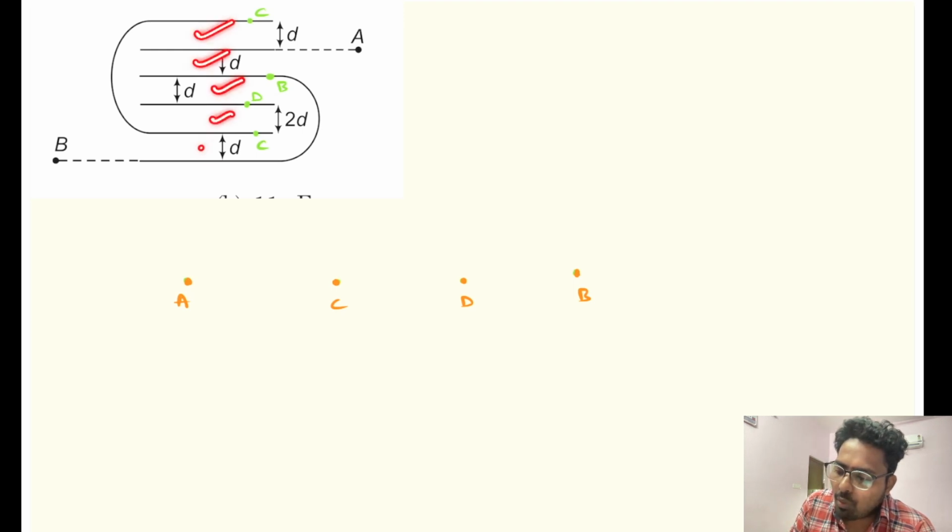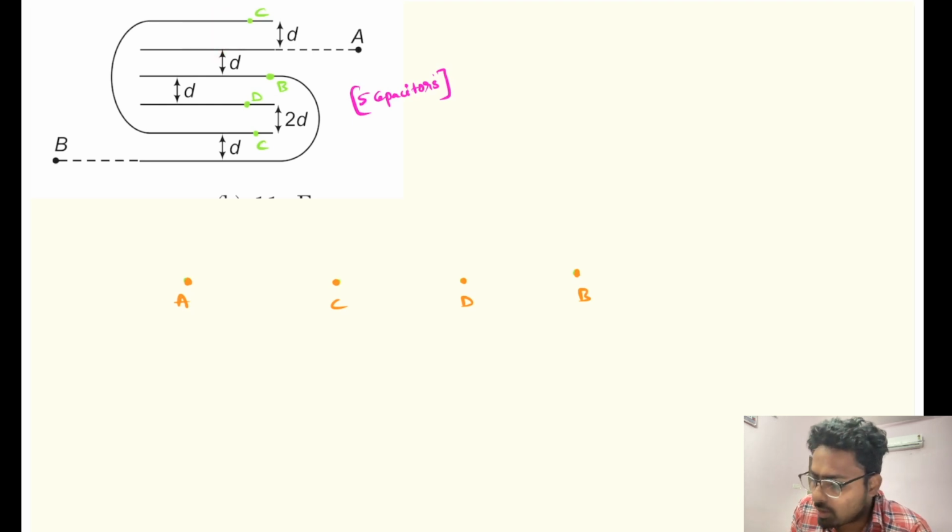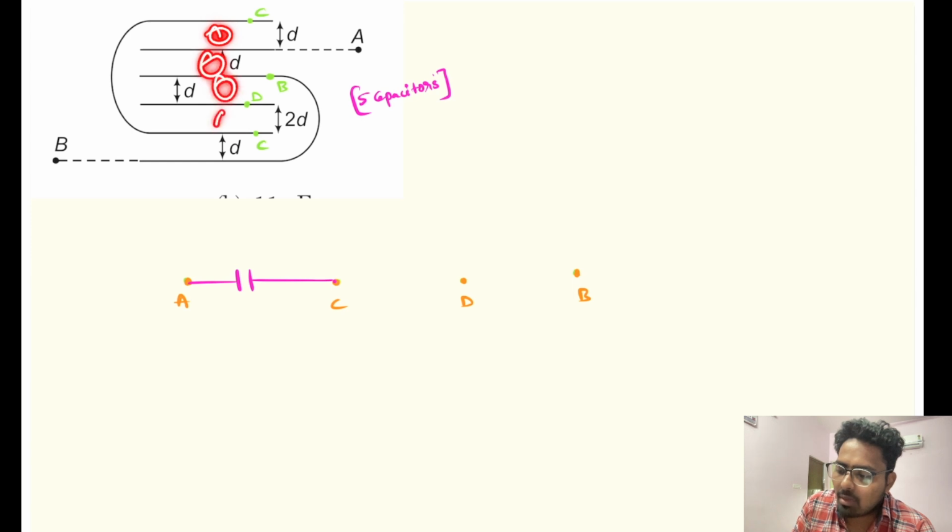So in total how many capacitors are there? 1, 2, 3, 4, 5. Total 5 capacitors. You need to ensure that all 5 capacitors are placed in this circuit. The first capacitor is between which two potentials? A and C. So I am placing the first capacitor between A and C. And you need to understand that all the capacitors are equal, because all the plates have the same area and the distance between any two plates is also d. So all the capacitors are the same.